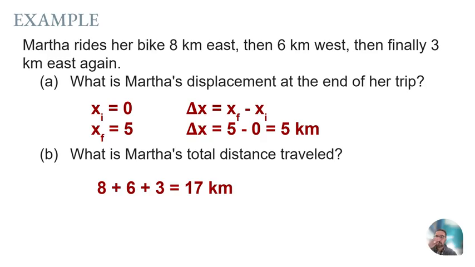Part B of this, what is Martha's total distance traveled? This gets at the difference between displacement versus total distance. Her total distance was the sum of all of these stages of the trip. So if we add up 8 kilometers plus 6 kilometers plus 3 kilometers, we should get 17 kilometers.